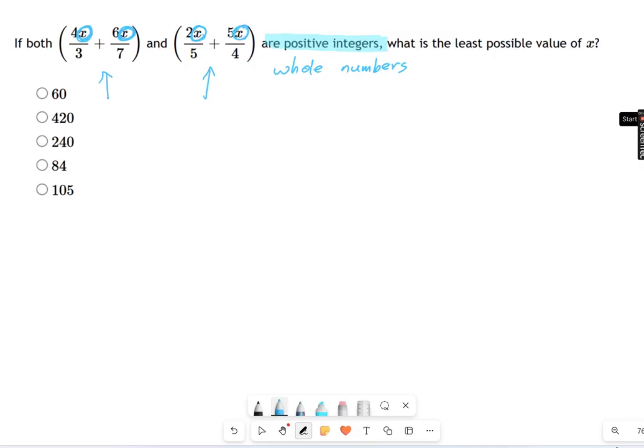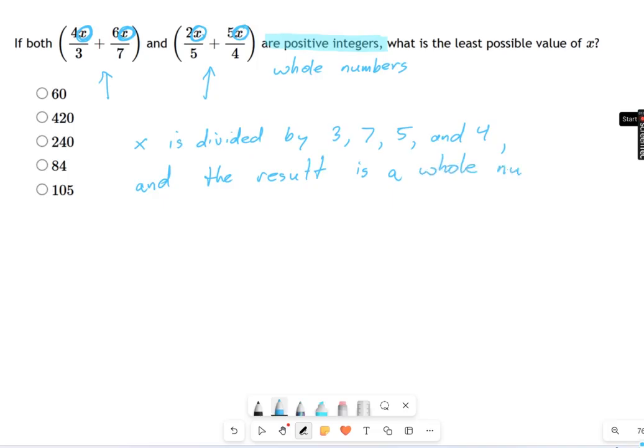So in other words, x is divided by 3, 7, 5, and 4. And the result is a whole number. So thinking about this problem that way should make it a lot quicker.